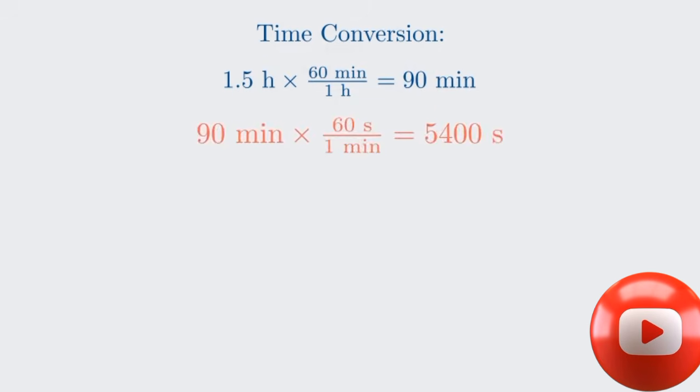This conversion step is absolutely essential. Using hours in the formula would give a result with incorrect units and an incorrect magnitude. Always check your units. Now that we have all the values in the correct SI units, we can calculate the energy dissipated. We'll use our formula E equals P times T.